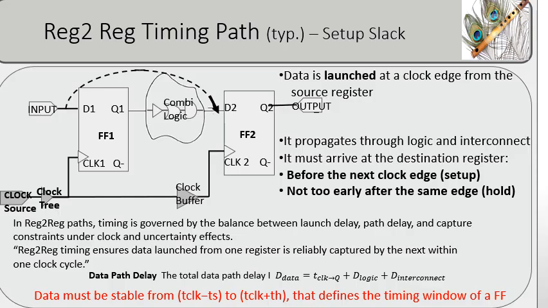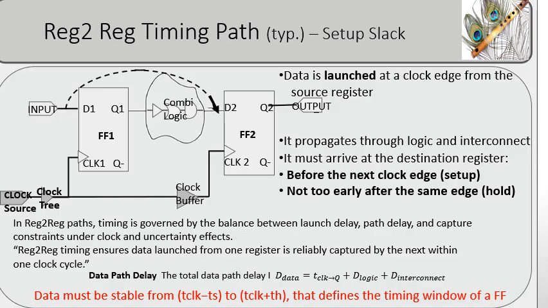The reg-to-reg path begins when data launches from the first flip-flop at the active clock edge. This data then travels through the combinational logic and interconnect delays toward the second flip-flop. For correct capture, the data must arrive before the next clock edge minus the setup time requirement.